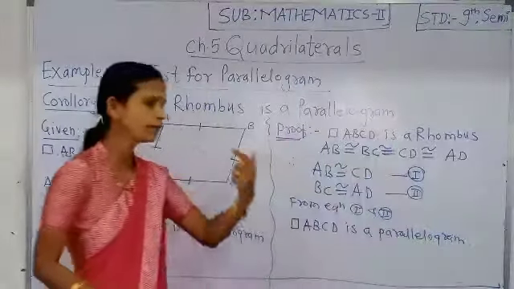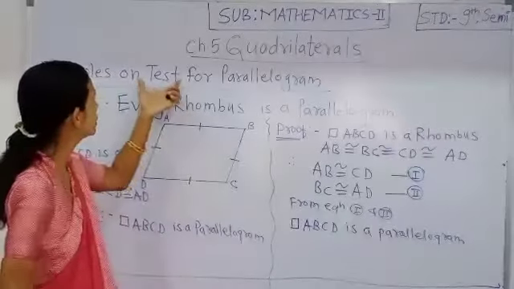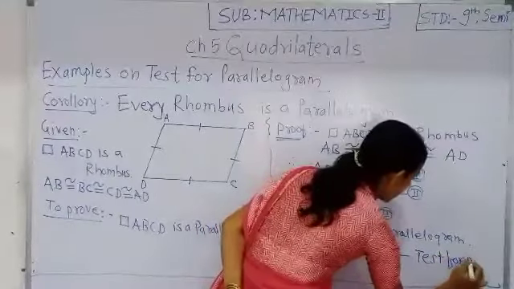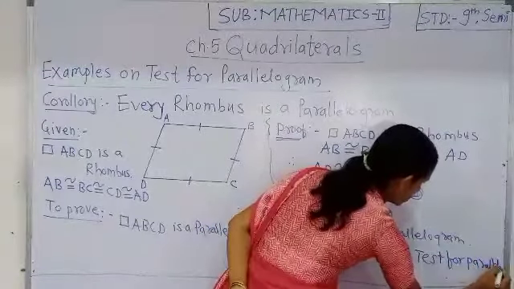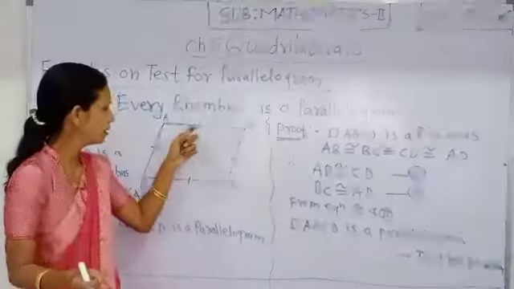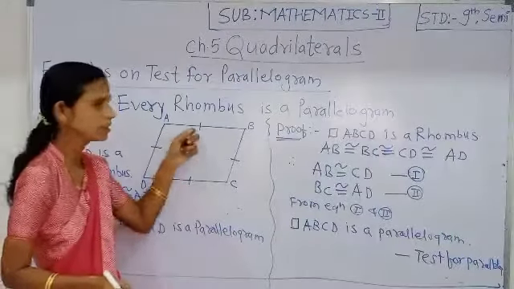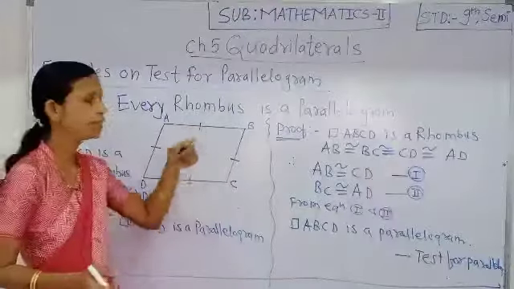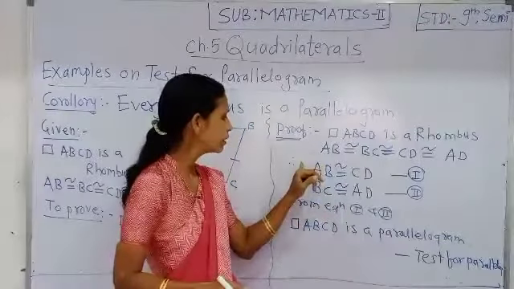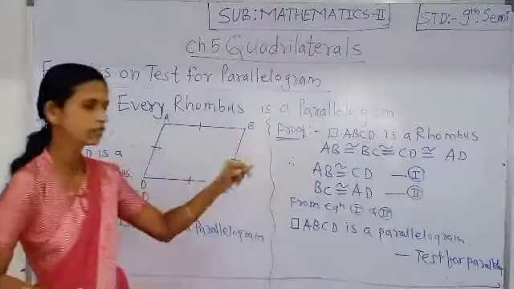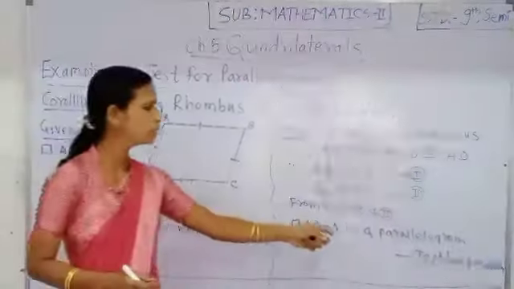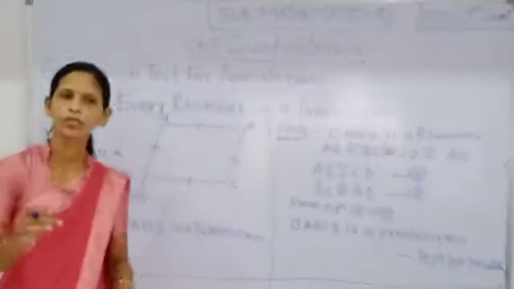Because we have already proved one property given in the test for parallelogram, that is, if a quadrilateral has opposite sides congruent, then it is a parallelogram. On the basis of this property, we can conclude that this quadrilateral is a parallelogram. That means every rhombus is a parallelogram. This property is proved here.